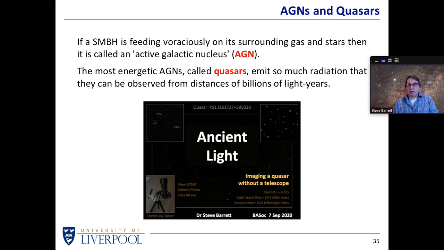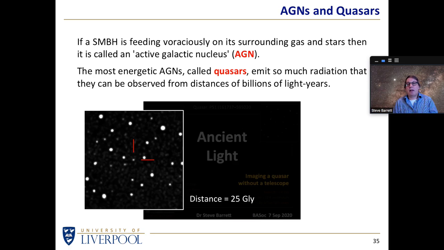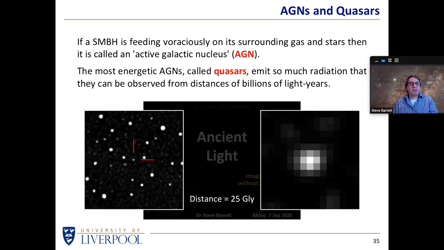And just because I could, I decided to try a lockdown challenge last year and actually tried to image one of these quasars, not using a telescope, but just using my DSLR camera. And so I actually managed to find this particular quasar. This is a very distant object. It's about 25 billion light years away. If we blow it up, it's barely a pixel in this image I've taken from the camera. Even if you were to use a telescope, you still wouldn't see much more than about the same.